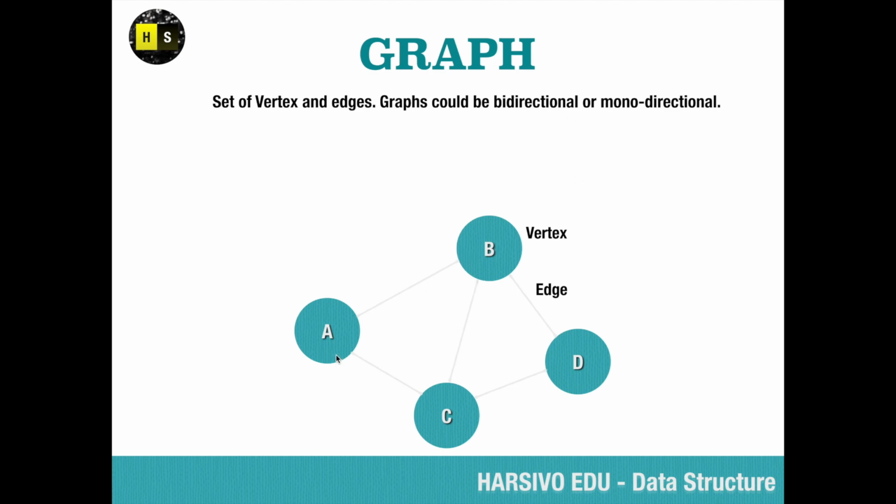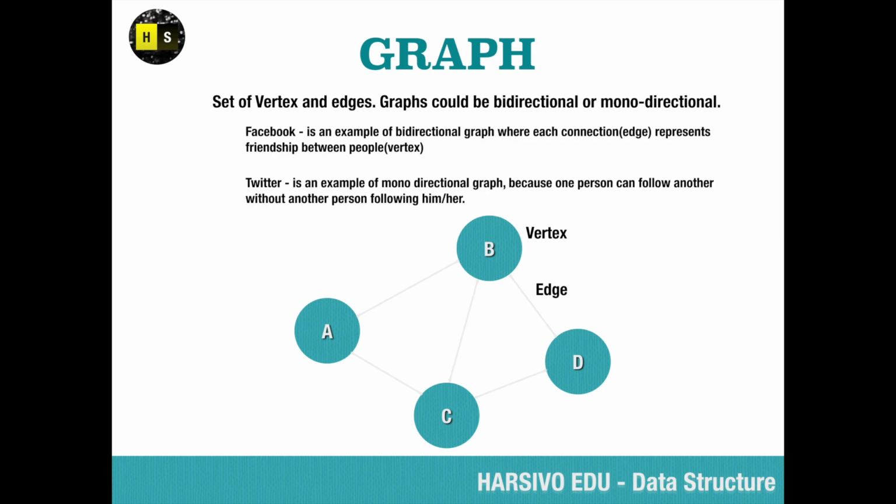So you can have A to B or B to A both. When it has a direction like A to B and there is an arrow like this, then it says A to B only. So you can use bidirectional and monodirectional graphs as well. So where to use bidirectional and monodirectional?